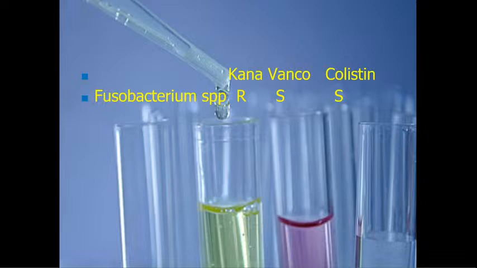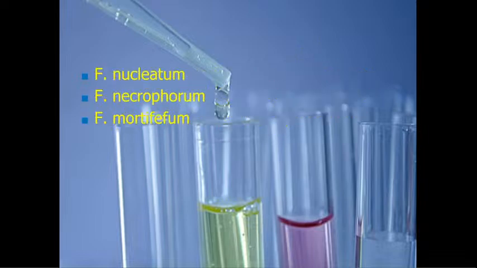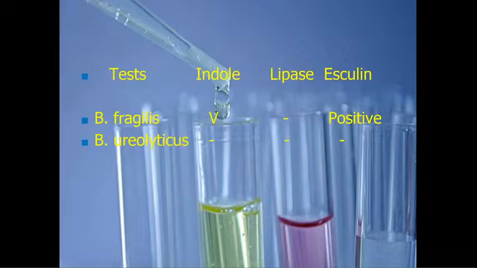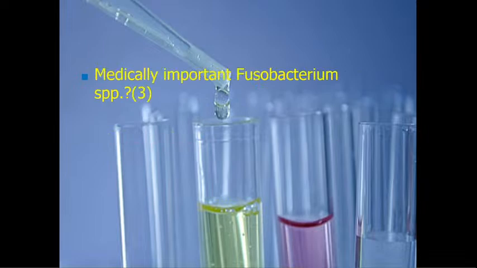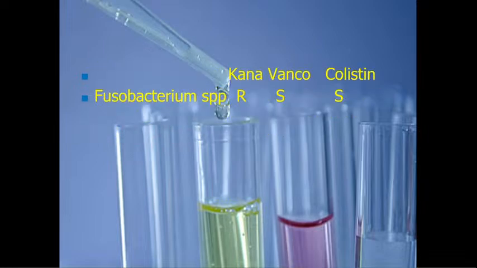However, as opposed to the members of Bacteroides, like I mentioned before, Fusobacterium species are resistant to kanamycin and sensitive to both vancomycin and colistin. So for Bacteroides, it's different depending on species. Bacteroides fragilis is resistant to all, whilst Bacteroides ureolyticus is sensitive to all. Fusobacterium is resistant only to kanamycin.